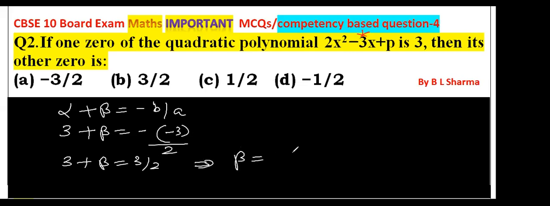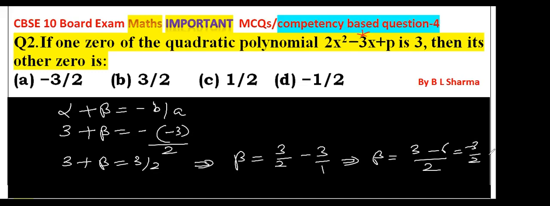So the other zero beta is 3 by 2 minus 3. Taking LCM, that is 2, 3 minus 6, so minus 3 by 2. So the other zero will be minus 3 by 2. So A is the correct option.